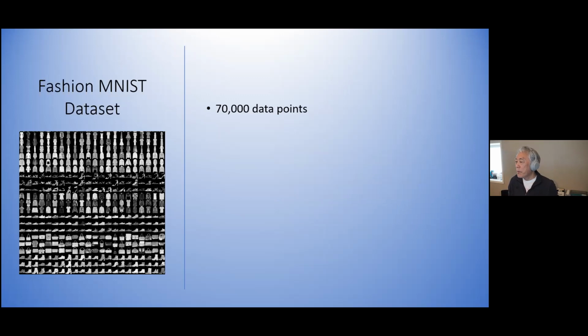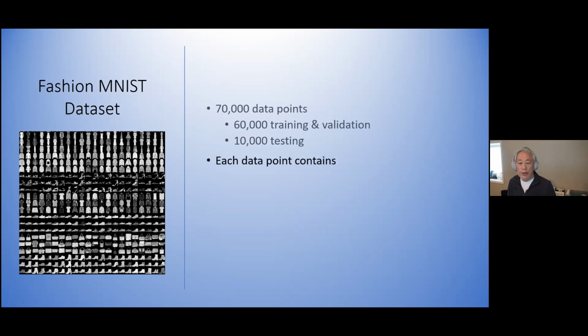Let's see a little bit more about it, just because you're going to run into it all the time. 70,000 data points, 60,000 used for training and validation. That's to train the model and then do validation when you're tweaking your training. 10,000 are typically set aside, never used for training. You always want to have your testing data set aside for testing only.